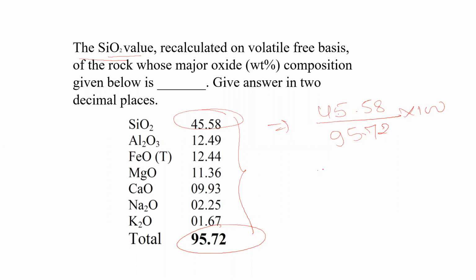It's a simple question, no need to get confused, and whatever answer you get here will be your answer. So like this you will have to solve the questions. I'm just calculating it: 45.58 divided by 95.72 and multiplied by 100, which is equal to 47.6. Why am I not writing the other digits, 618? Because the table gives two decimal places, so 47.61.